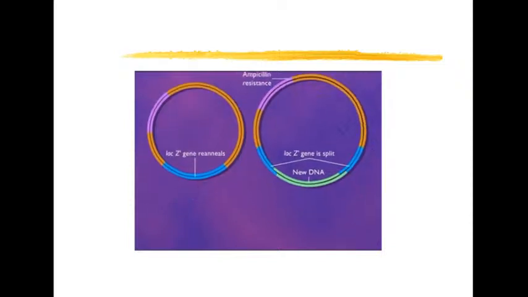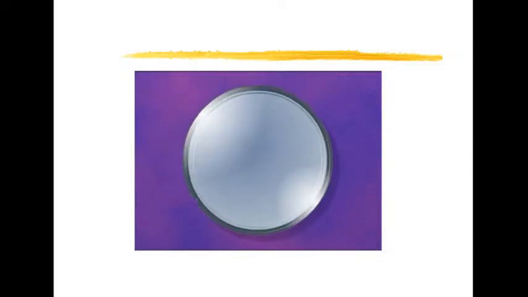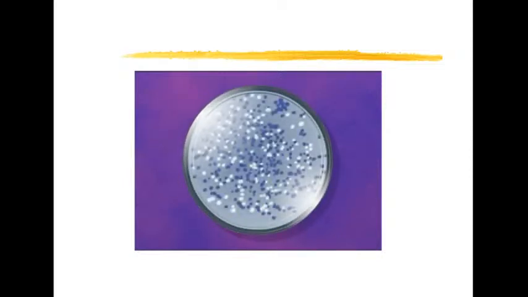A common second marker is the LAC-Z gene, which codes for the enzyme beta-galactosidase. Beta-galactosidase can cleave a colorless chemical called XGAL to form a blue compound. Therefore, colonies of cells that harbor the intact vector but no new recombinant DNA can make beta-galactosidase and form a blue color in the presence of XGAL. However, colonies that contain new recombinant DNA cannot make beta-galactosidase and are white.